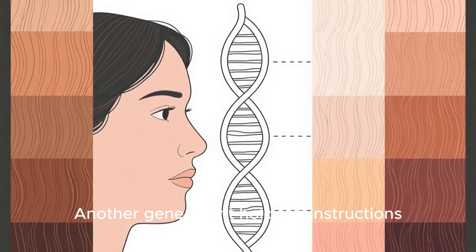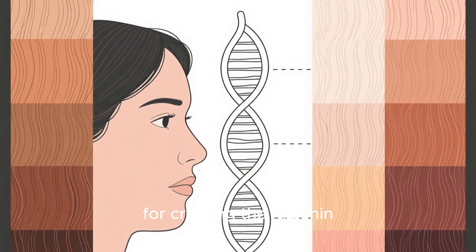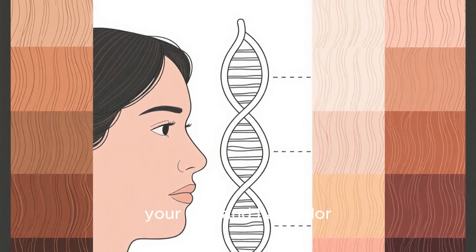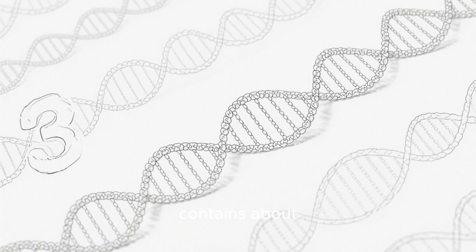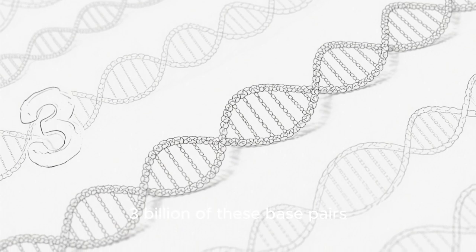For example, one gene might have the code that tells your body how to make hemoglobin, the protein that carries oxygen in your blood. Another gene might hold the instructions for creating the melanin that determines your skin and hair color. The human genome, which is the complete set of our DNA, contains about 3 billion of these base pairs.